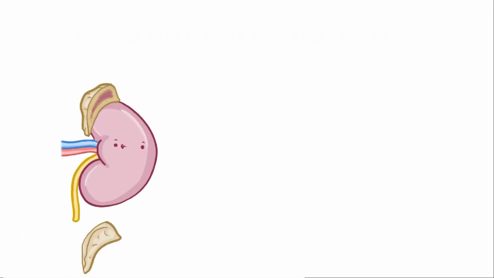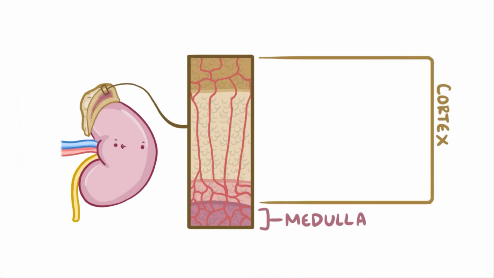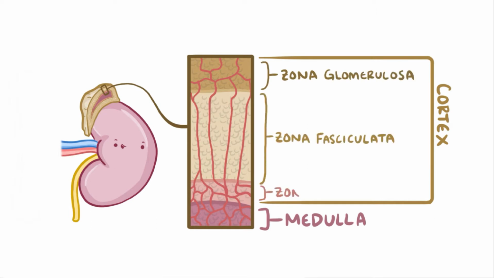Now, each adrenal gland has an inner layer called the medulla, and an outer layer called the cortex, which is subdivided into three more layers: the zona glomerulosa, the zona fasciculata, and the zona reticularis. The outermost layer is the zona glomerulosa, and it's full of cells that make the hormone aldosterone.